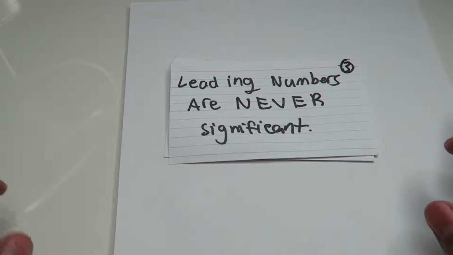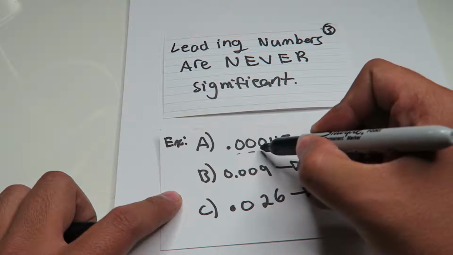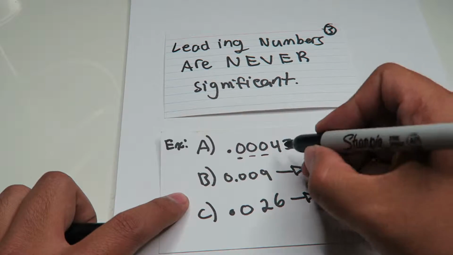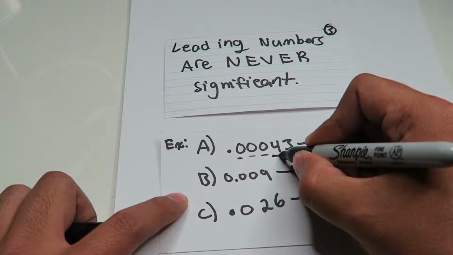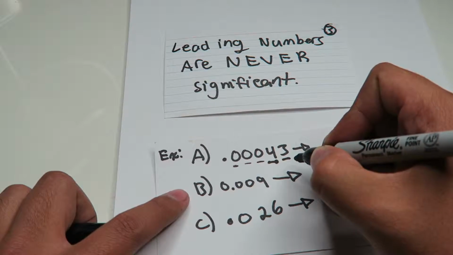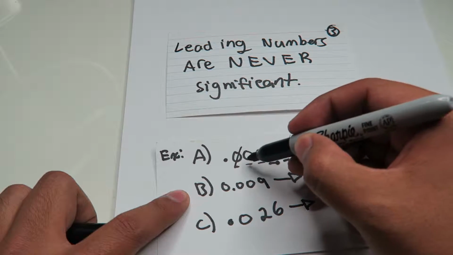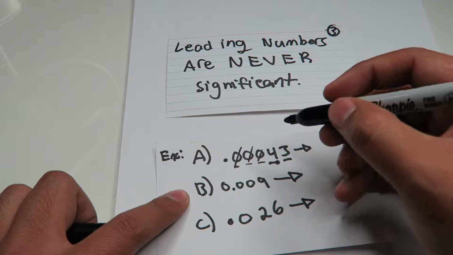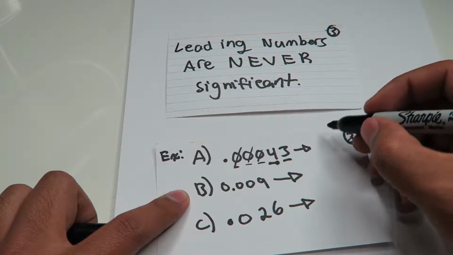Leading zeros are never significant. These three zeros would not be significant because they are leading. So the real significant number starts when a non-zero number comes. So in this problem, you would ignore the zeros, and you would just have two significant figures.